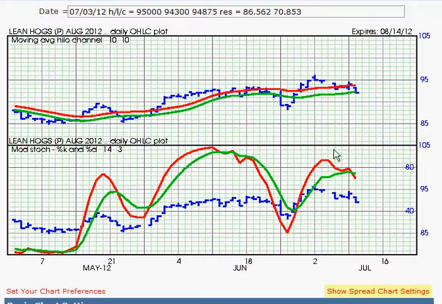So right now I'll probably be looking for a sell signal in lean hogs in the premium newsletter. I haven't got a sell signal. This wasn't enough to do it today. So now if lean hogs would put in a nice big up day tomorrow, then that might be a buy signal. So like I said, lean hogs could go either way from here.